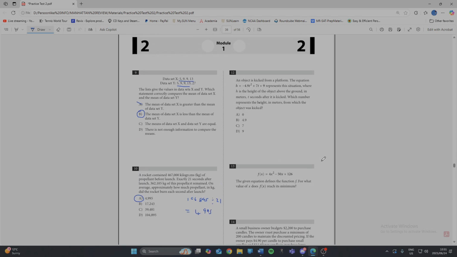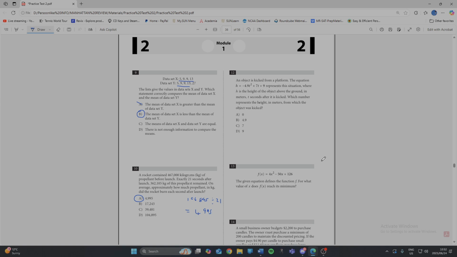Okay, so 12 says an object is kicked from a platform. The equation h equals negative 4.9t squared plus 7t plus 9 represents this situation. So that is a negative parabola, where h is the height of the object above the ground in meters, t seconds after it is kicked. So if t is equal to 0, that means 0 seconds after it is kicked. So that is its initial position.